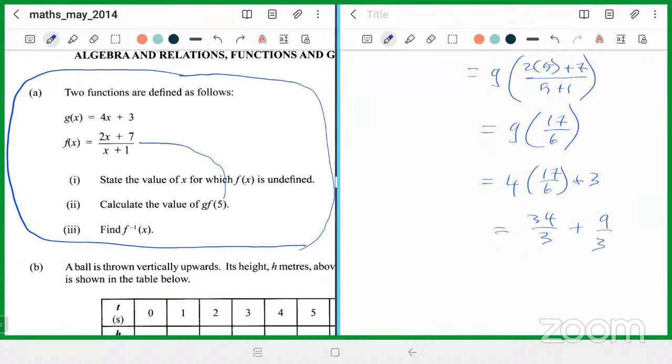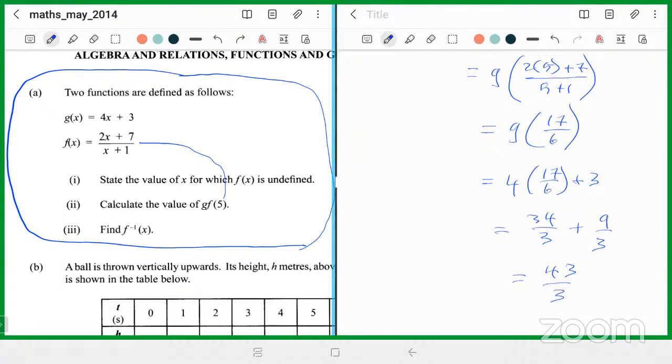Why did I do that? Because I want these two numbers to be fractions with the same denominator. So just add the numerators. 34 and 9 is 43. 43 over 3. That is that.